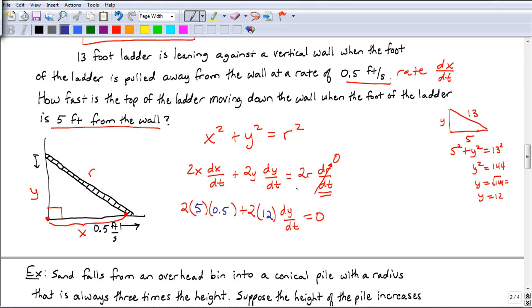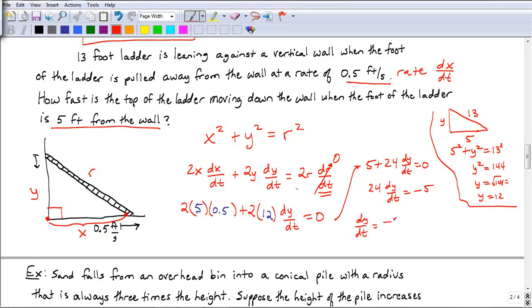So I take the derivative with respect to t, and then I plug in my knowns. And so now I can solve this. I get 5 plus 24 dy/dt equals 0. I'll put a little line over here because that's side work. 1/2 and 2 is 1, times 5 is 5. Subtract 5: 24 dy/dt is negative 5. So I get that dy/dt is negative 5 over 24.